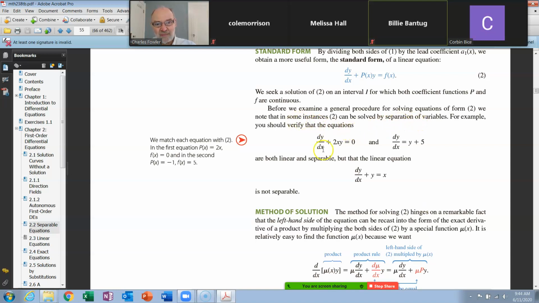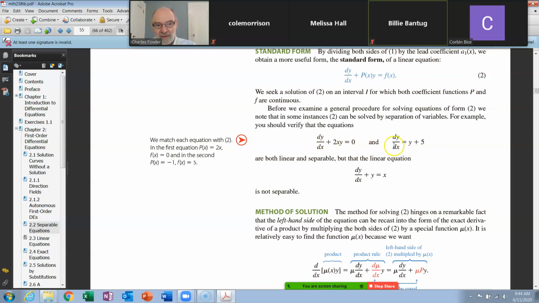be solved by separation of variables. This one can. See, that's dy/dx plus 2xy is equal to 0. All you have to do is move the 2xy over here, or write it in differential form, divide by y, and do separation of variables. Don't go through the process of what we're going to do later. This one, however, no way. Well, no, I'm sorry, you can. Because y plus 5 has no x in it, write that in differential form, and then divide by y plus 5. No problem. Do separation of variables if you can do it.